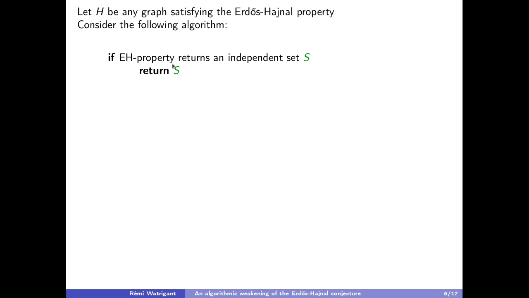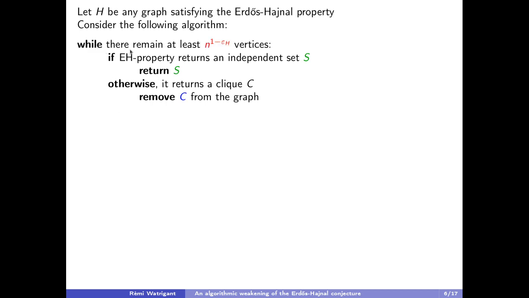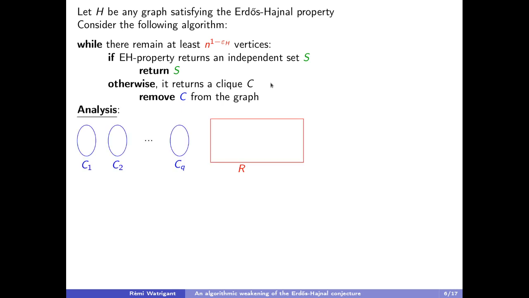Then consider the following algorithm. Either there is a clique or there is an independent set S in your graph. In the case of an independent set, you return this solution. Or it returns a clique. In that case, you remove this clique, you put it apart, and you remove it from the graph, and you continue the same algorithm until we have enough vertices, and enough means at least n to the power of 1 minus epsilon_H vertices, the epsilon being the epsilon_H of the Erdős–Hajnal property. So let's analyze this algorithm. We might have several cliques and then the remaining vertices.